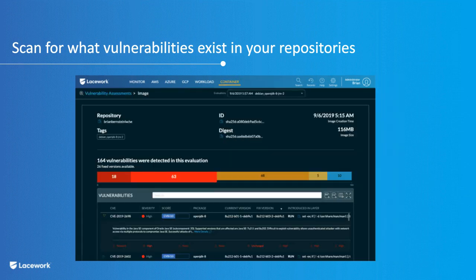Diving into a specific image here, what you're going to see is now you can obviously sort by the level of severity. We might not care about those informational and low, maybe even medium ones, but of course we care about the critical and high ones. What you'll see is we actually show you layer by layer how that was introduced, and then even the command that introduced it.